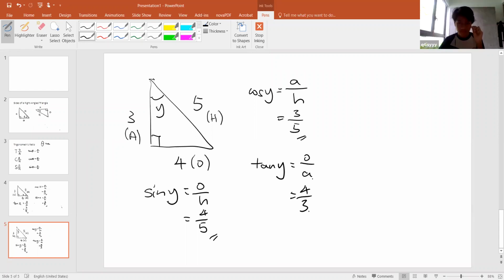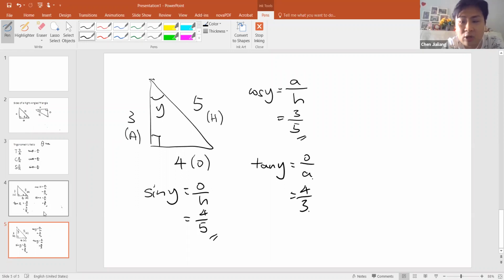No. It will never exceed 1, right? Because it's divided by the hypotenuse. If it's divided by the hypotenuse, the longest length is already the hypotenuse. So the numerator will never be a number that is bigger than the denominator. And because of that, the ratio for sine and cosine will never be more than 1. That's the reason why. Can you understand? So that's basically the idea, and that's all for today's learning. Can we get that?